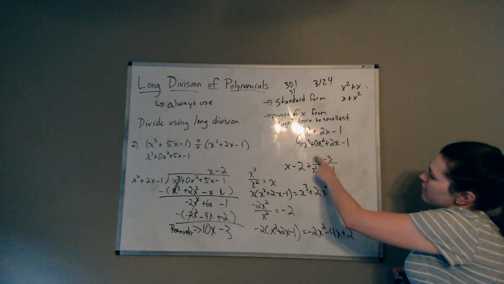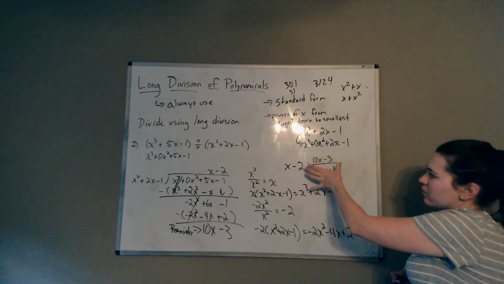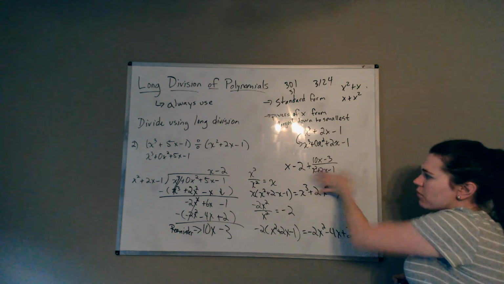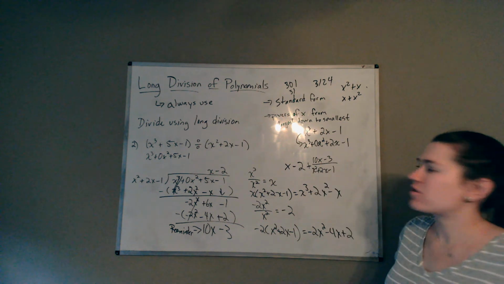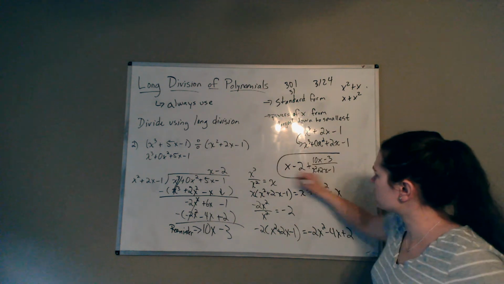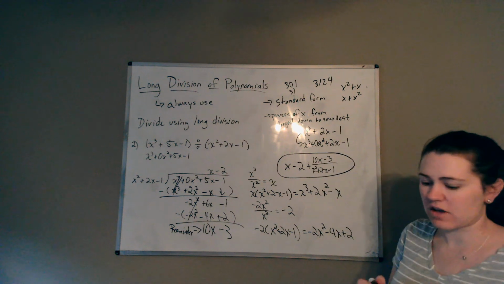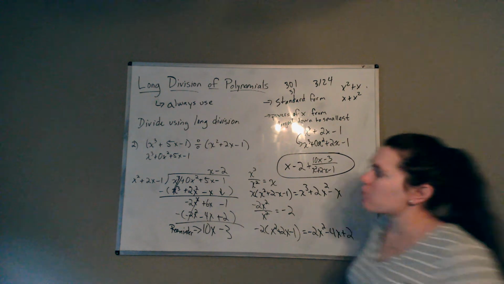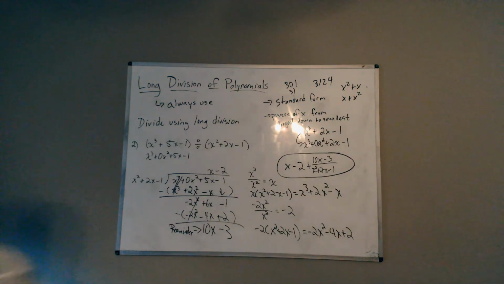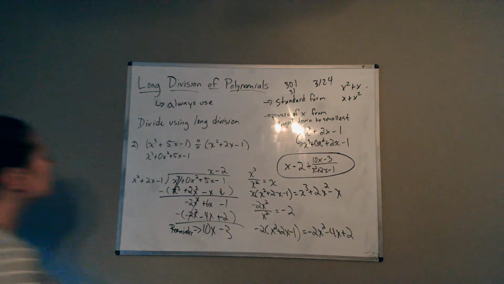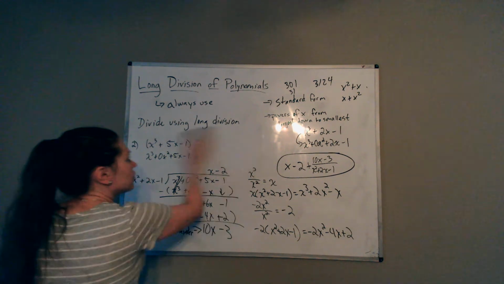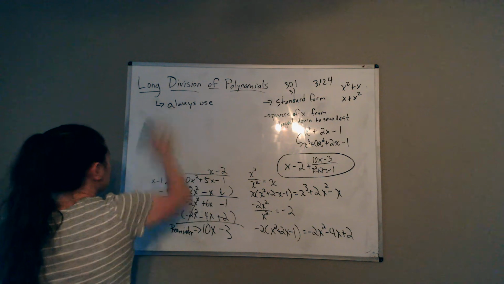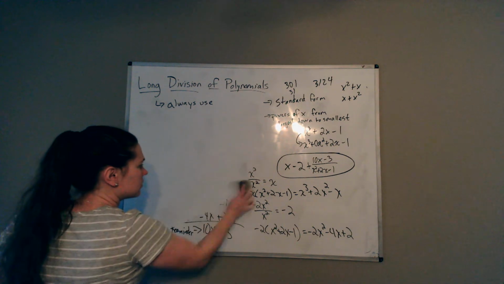Because we didn't even have a full 10x minus 3 term, right? It was the portion of what we had over the divisor. So this would be our answer here. This is our quotient that we would get. So let's practice one more long division, and then we will move on to synthetic division, but we will put that in a different video.